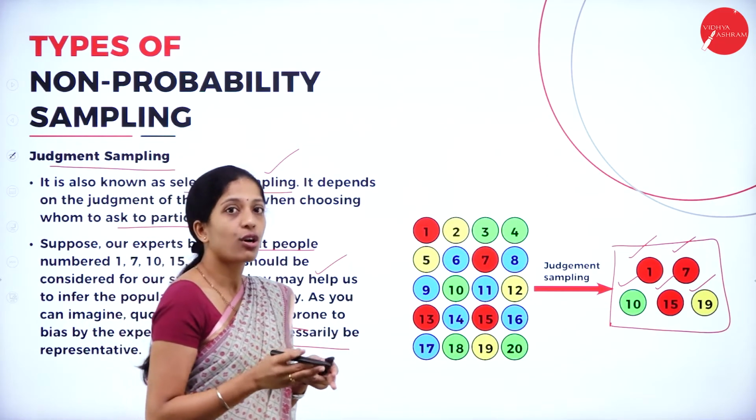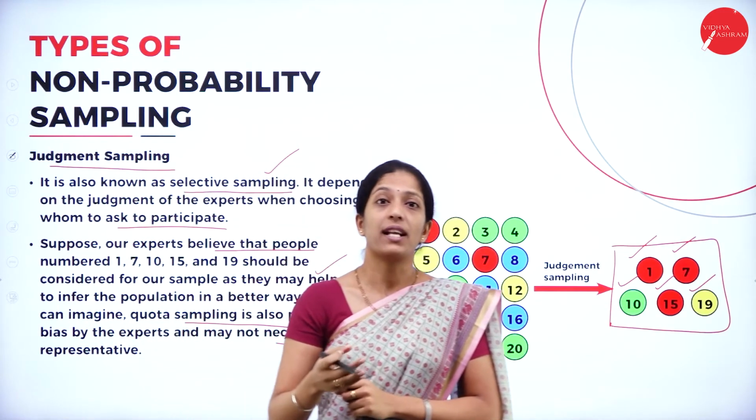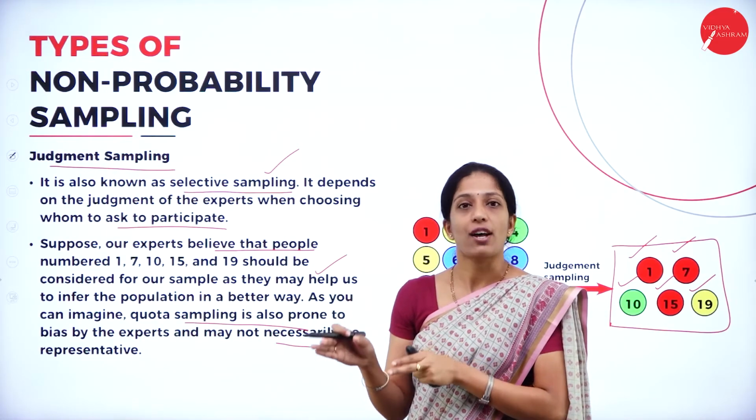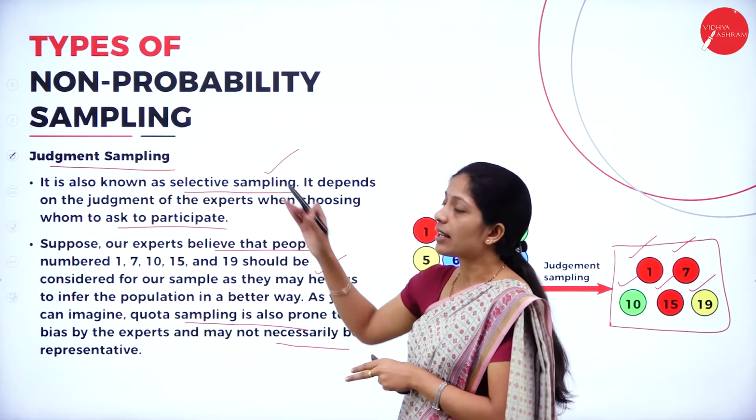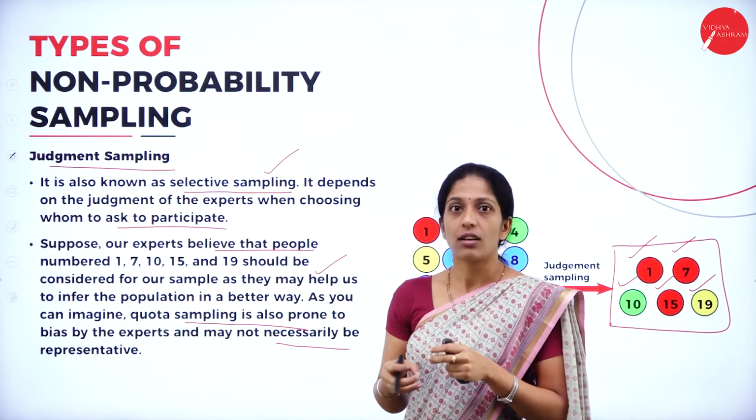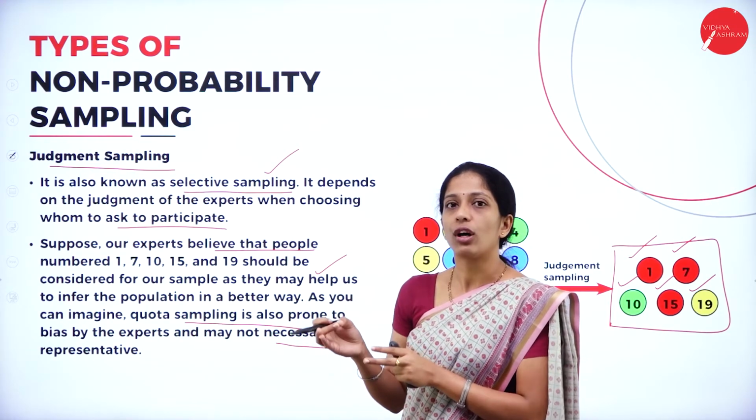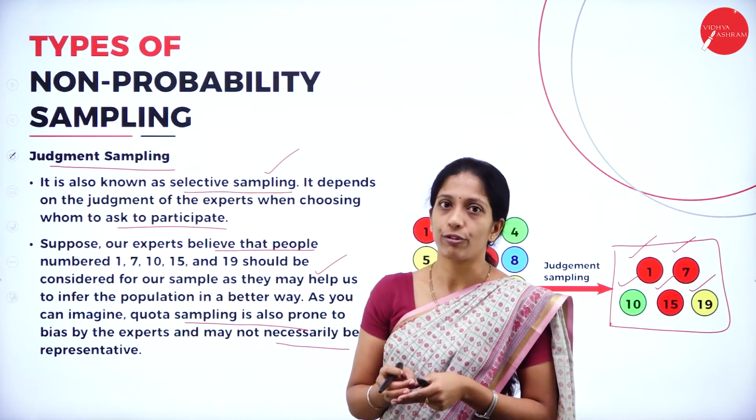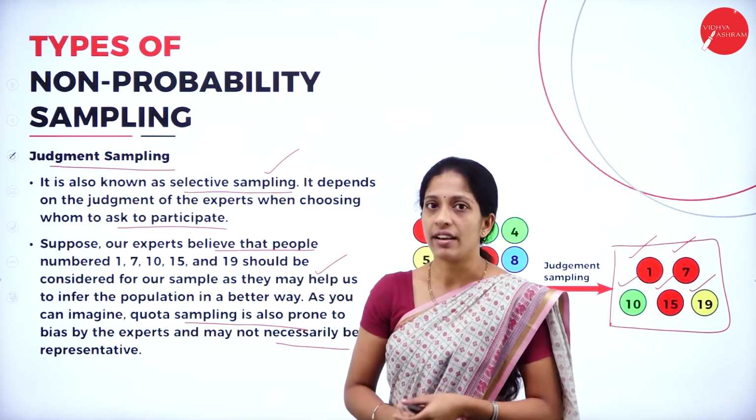So here there is always a sample bias or population bias, because while selecting the sample, the researcher has to be very careful. Here under judgmental sampling, on their own judgment, they have thought that these 5 individuals will help us to get the information. So they have selected them.